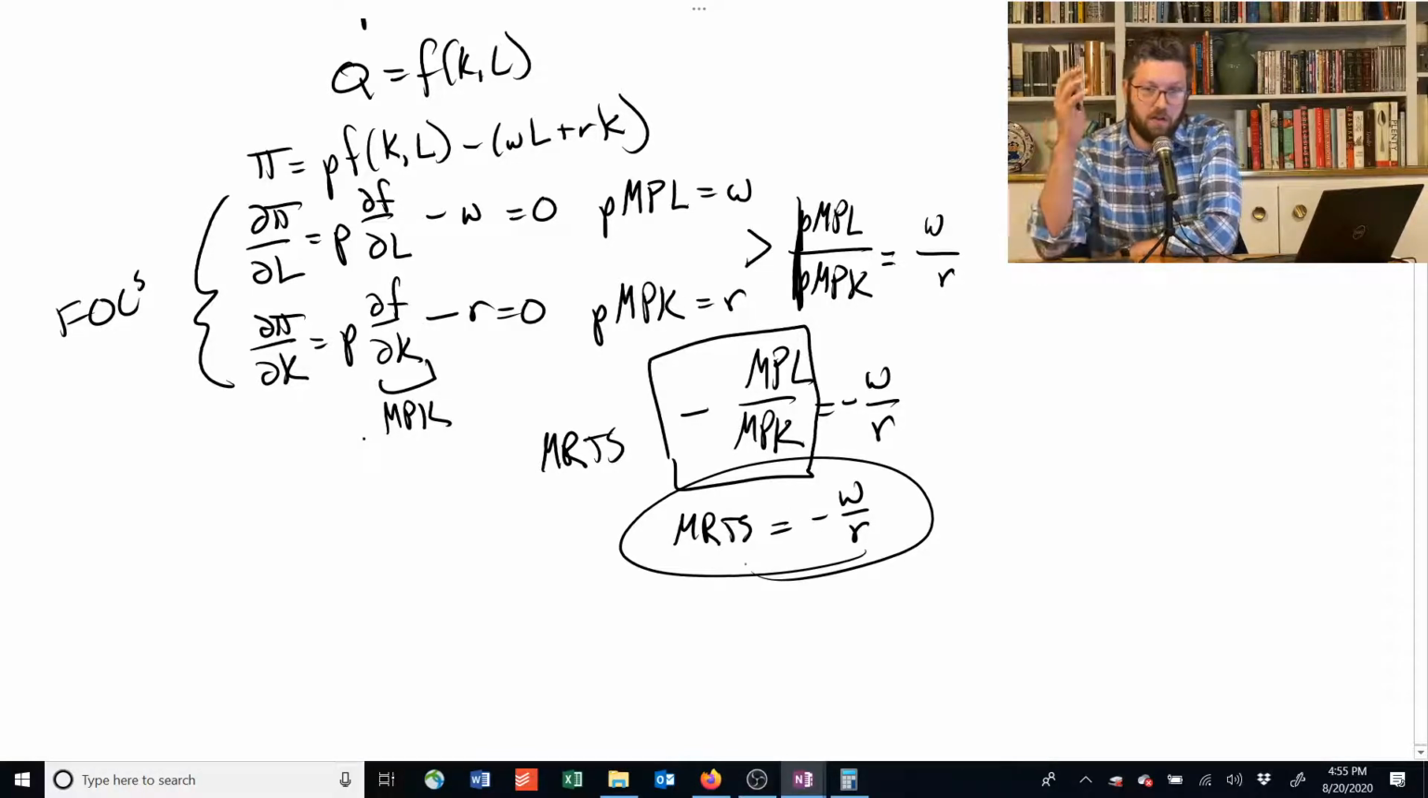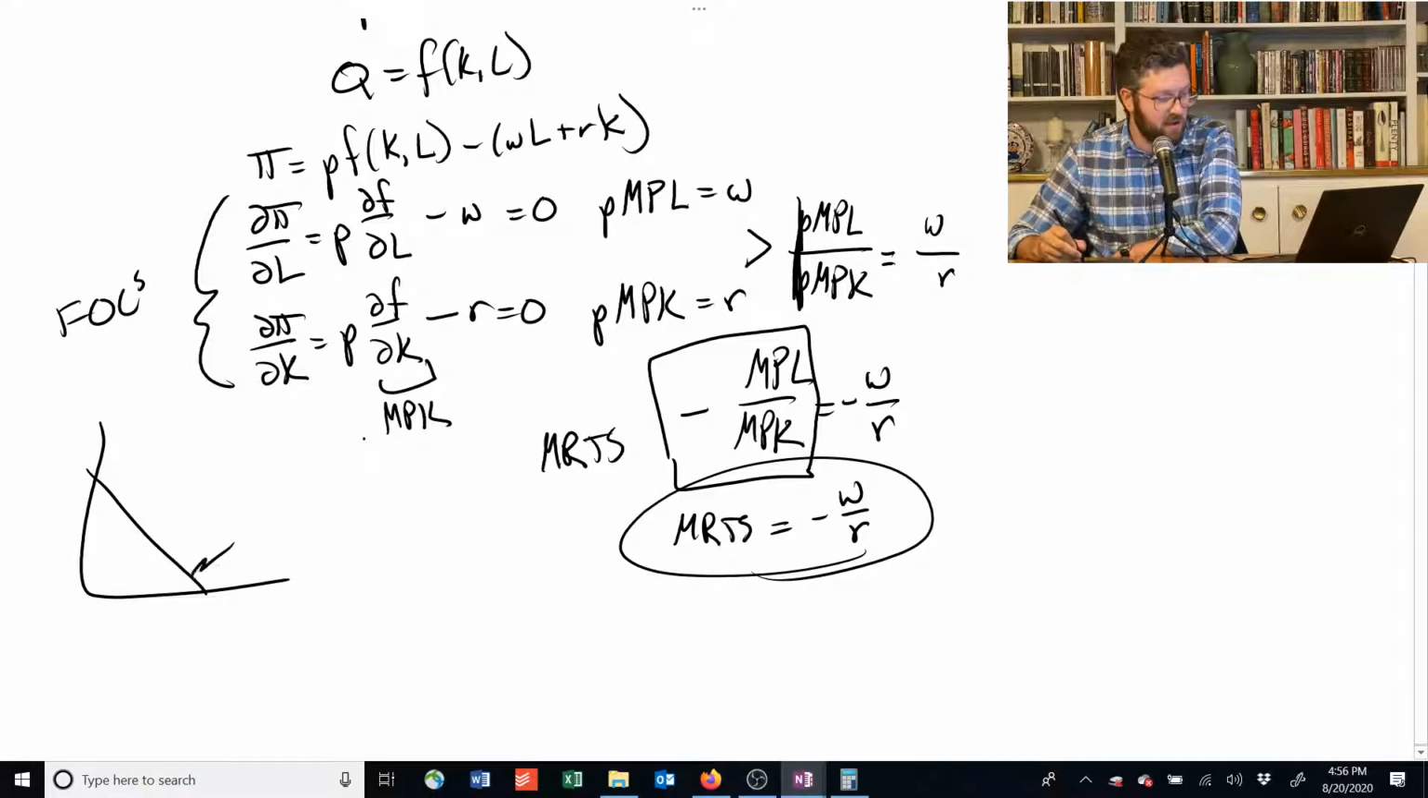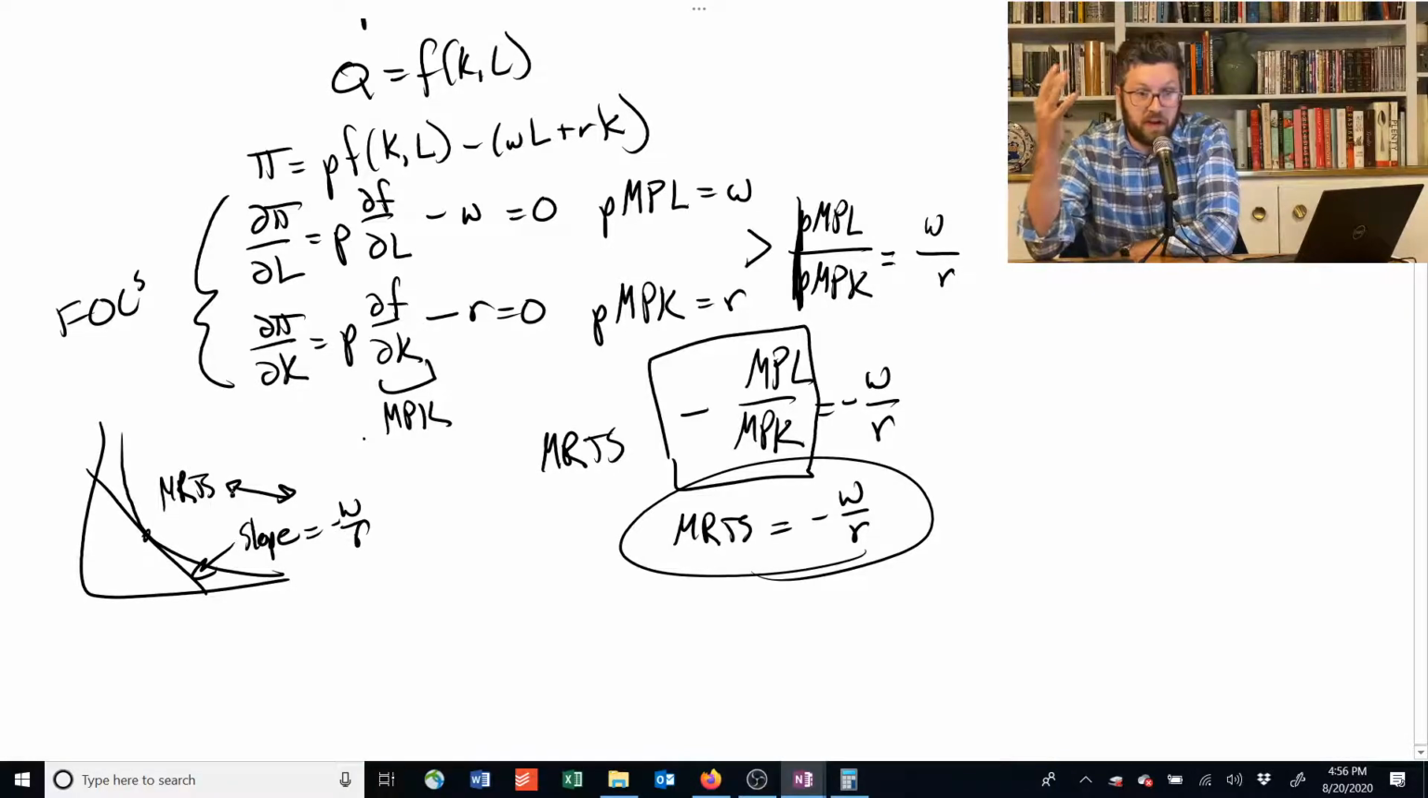And you might recall in the very first part of this section, we proved that this is going to be the case graphically. We had our isocost line, which had a slope equal to negative W over R. We had an isoquant, and we said the cost minimizing bundle is going to be where the marginal rate of technical substitution is equal to that. The slope of the isoquant is the same as the slope of the isocost curve. And we can see that you get the same result when you do this algebraic work.